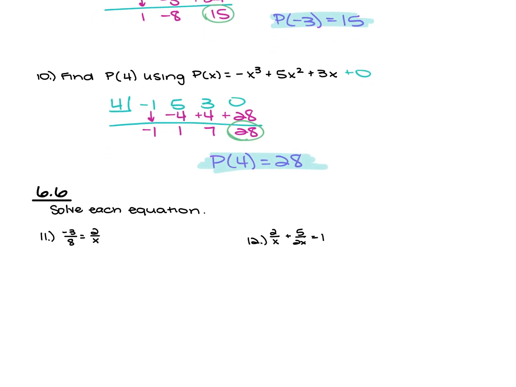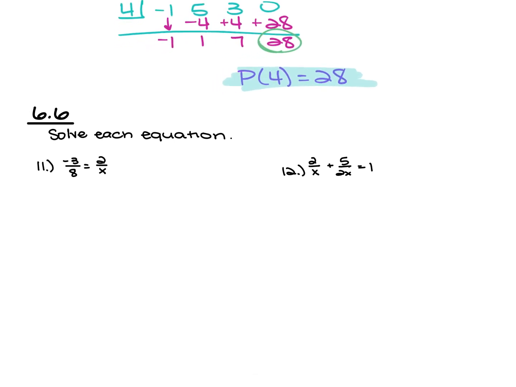For 6.6, we're working with solving these equations that work with fractions. Remember with your proportions, so a fraction is equal to a fraction, you're just cross-multiplying and solving. If you have an actual equation that has fractions in it, find your least common denominator, multiply the entire equation by the least common denominator to cancel out those fractions, and just work with whole number terms. For 11, you have -3 over 8 is equal to 2 over x.